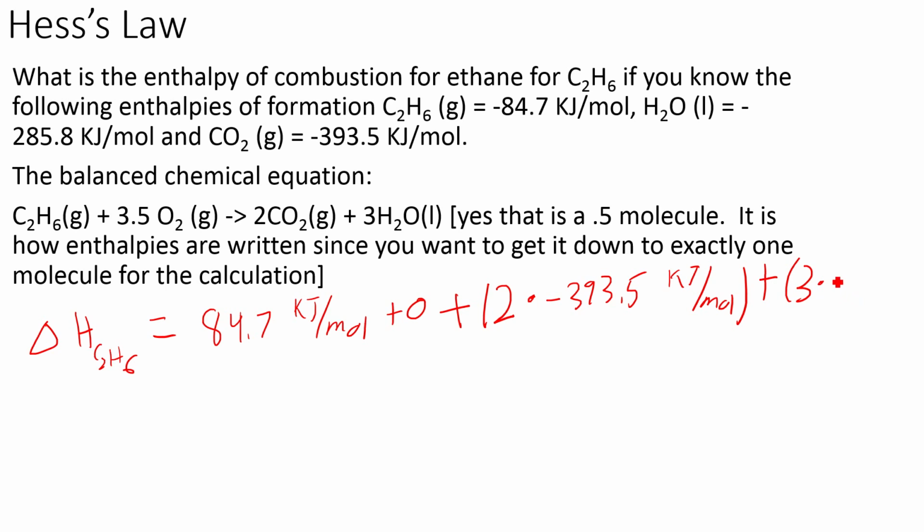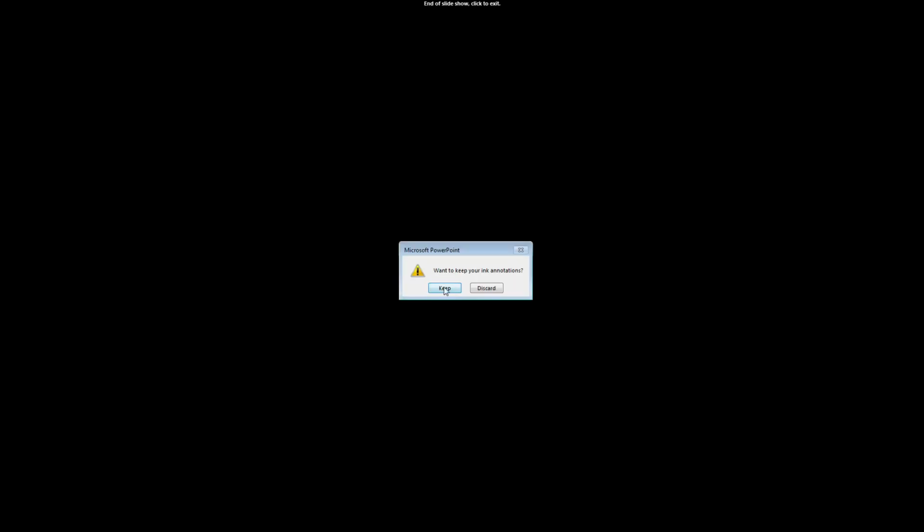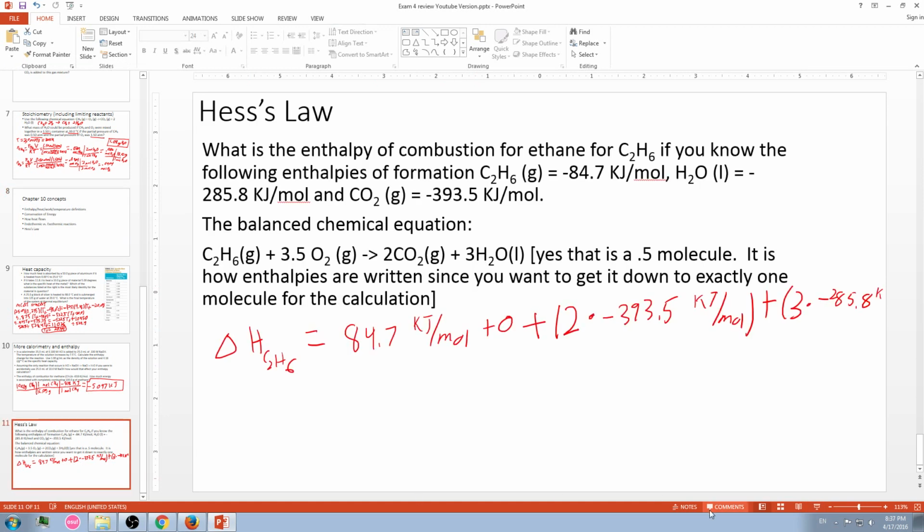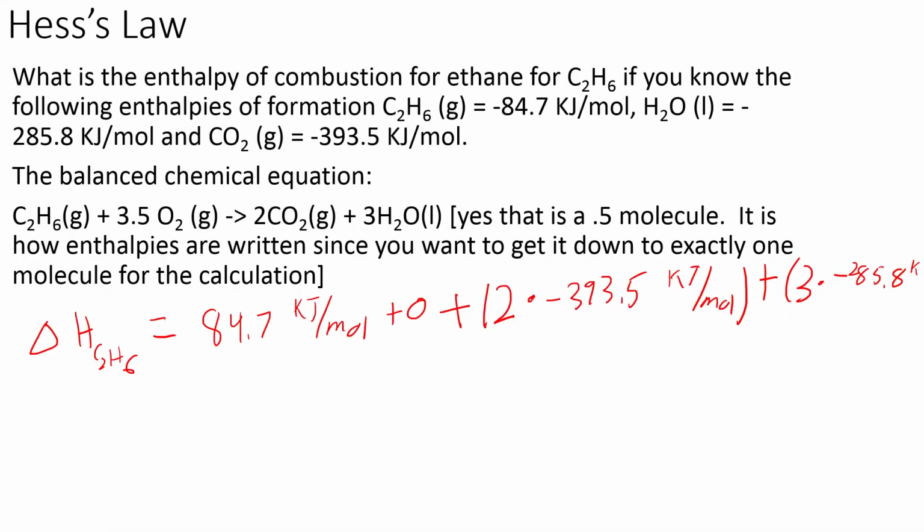We are then going to add to this that we have 3 waters being made, and that they have an energy of negative 285.8 kilojoules per mole. It accidentally went to my next slide. Sorry about that. 285.8 kilojoules per mole. Kilojoules per mole.